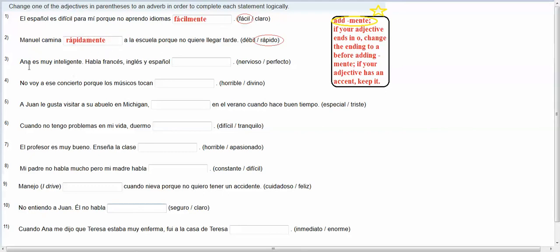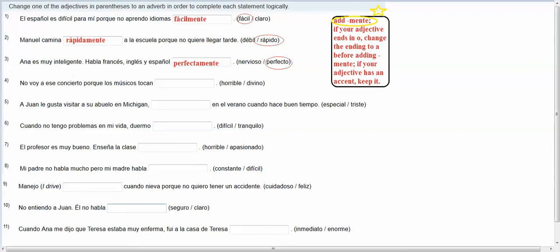Okay. Ana es muy inteligente. Habla francés, inglés y español. Nervous or perfect. If she's very intelligent, probably perfectly. That's what we want to make. So perfecto ends in O, so I've got to make it perfecta and then add mente. Perfecta, then add mente.